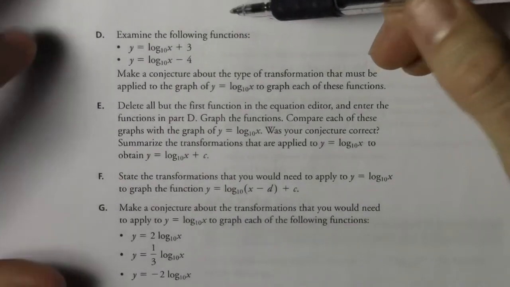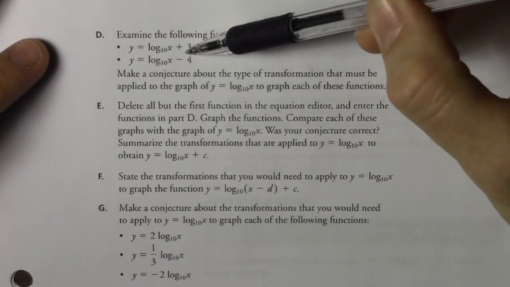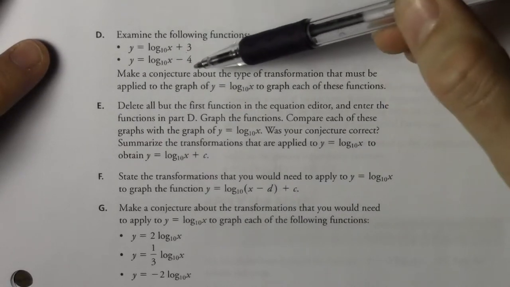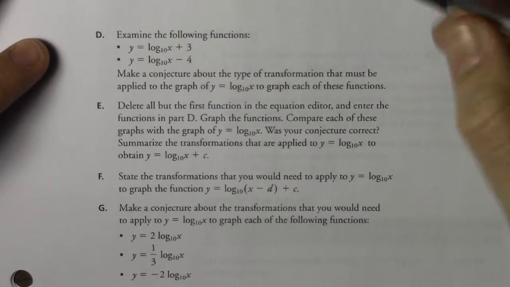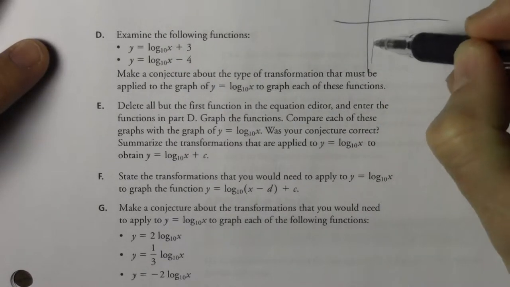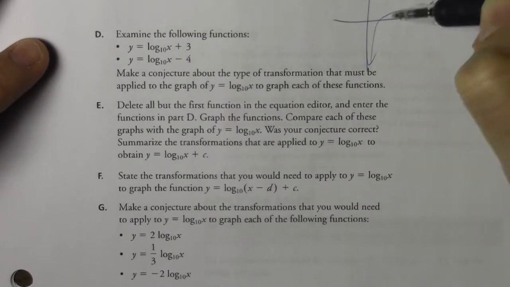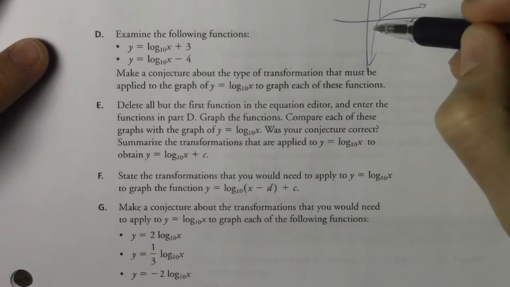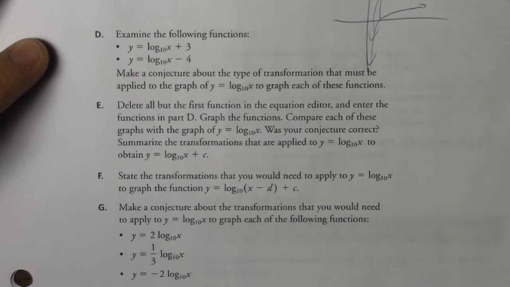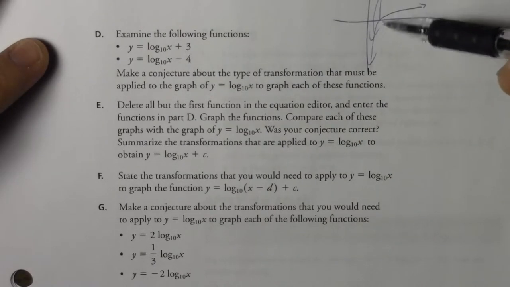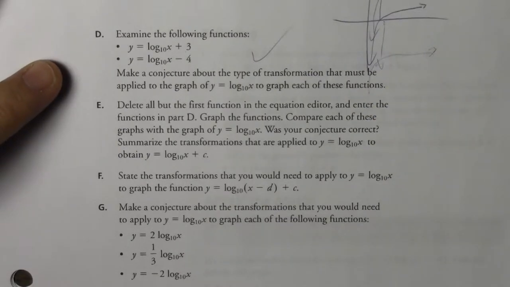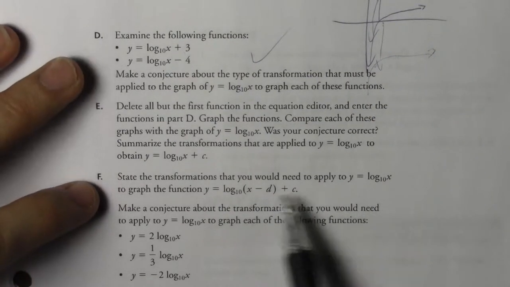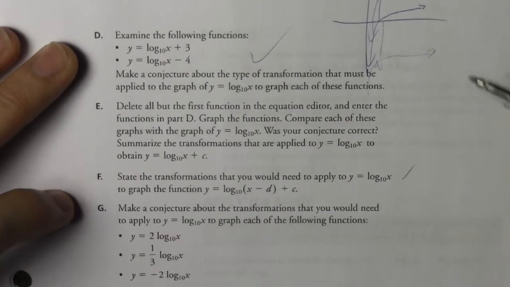D. Examine the following functions. What's going to happen here now? Luke, you okay? What's going to happen here? So they're going to move up and move down. Well, the first one's going to move up 3, and the second one's going to move down 4. Right. So this moves up, and then this one would move down 4. Okay? So we're done that one.